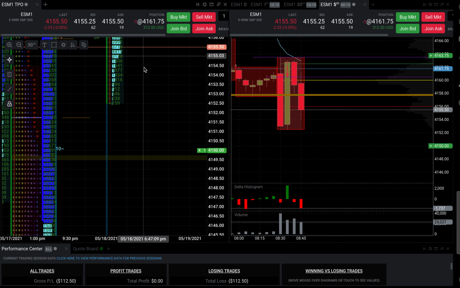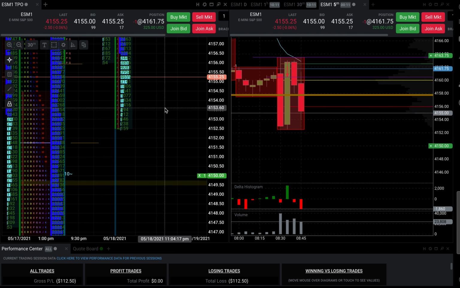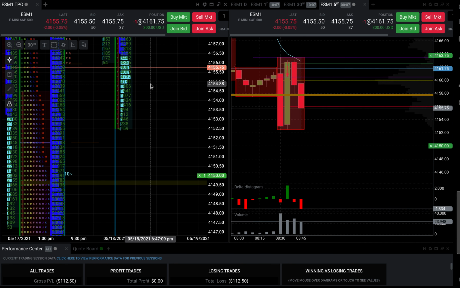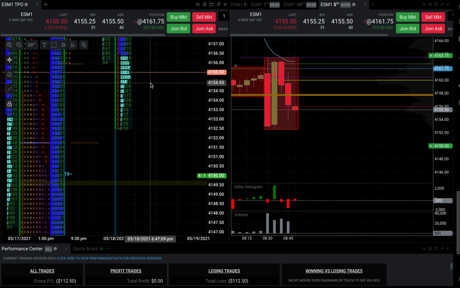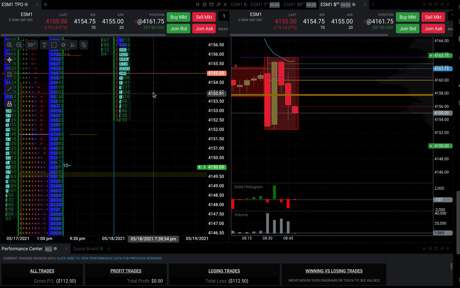On the lower side of the node, so we can go up possibly. Let's see what they're doing on that low side of that node. There we go. It's moving on that low side of the node.